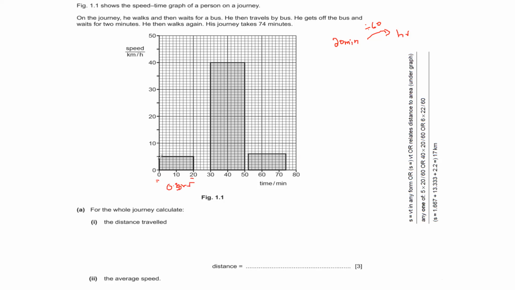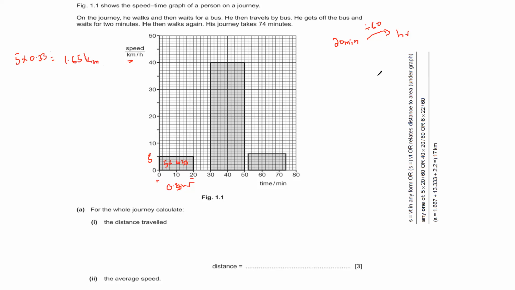And what about the height of this? That is equal to 5. So what will be the area of this part? It will be 5 multiplied by 0.33, which is equal to 1.65. Because speed is in kilometers, we'll get this answer in kilometers.